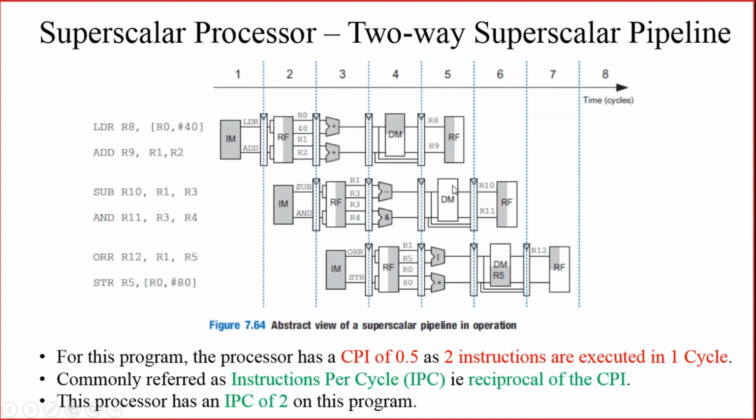Similarly, in this case also, what are you doing? You are subtracting R1 minus R3, and taking the result to R10. Right. So here it has identified R1 and R3 for the first operation, and R3 and R4 for the second operation. What is the first operation? R1 minus R3. So that is done here. The second operation is on R3 and R4. So that operation is done here.